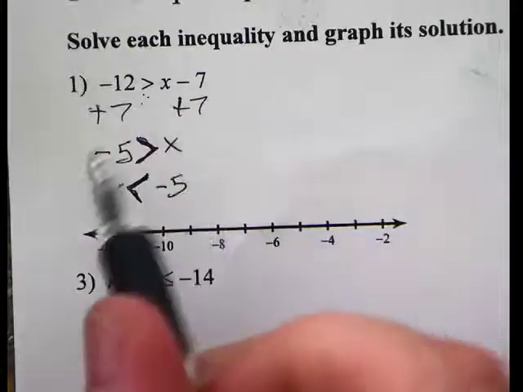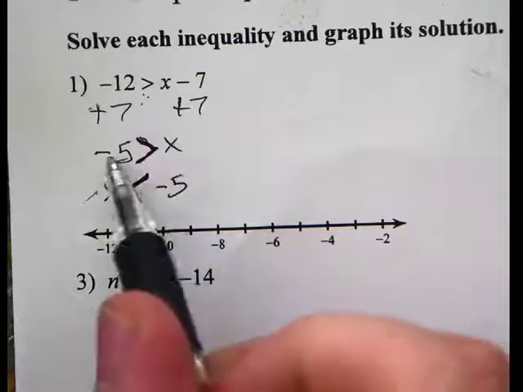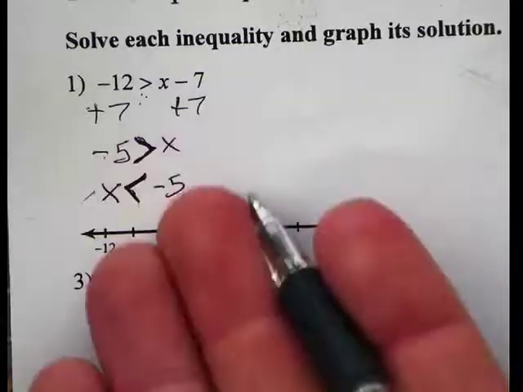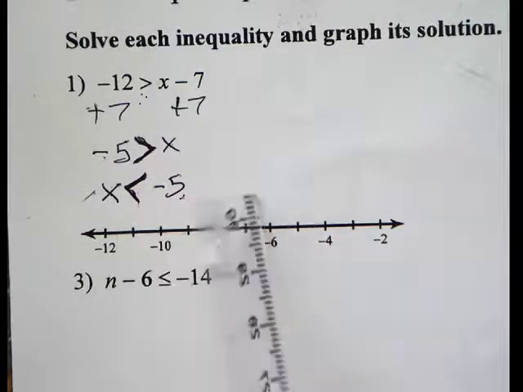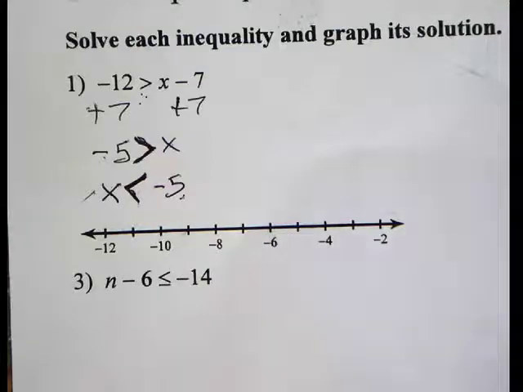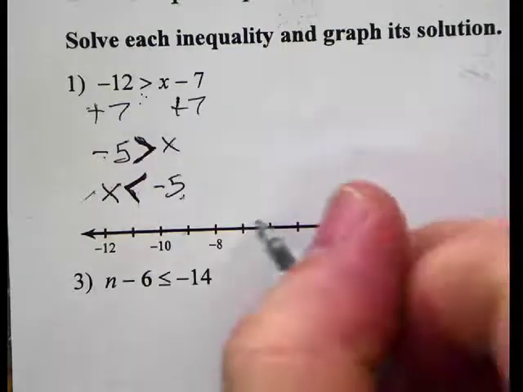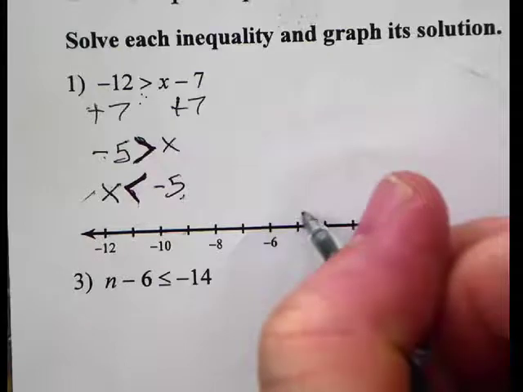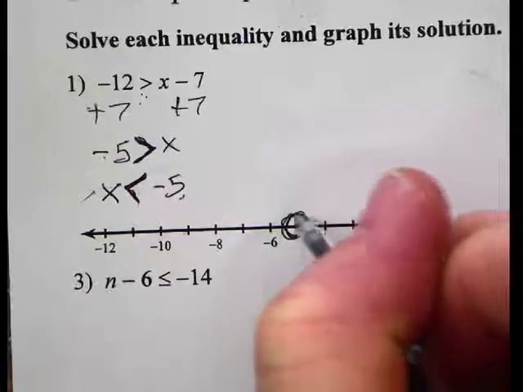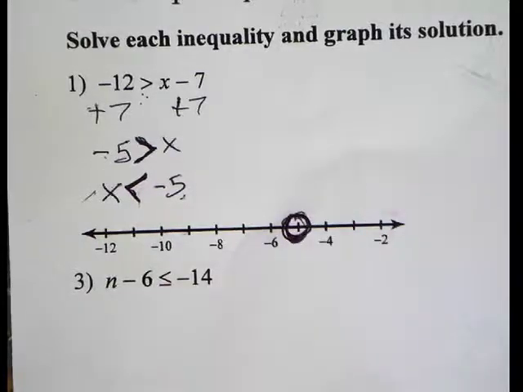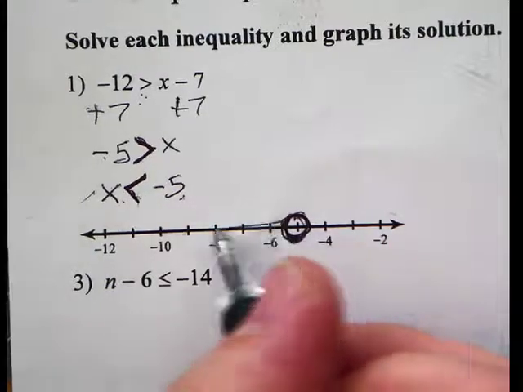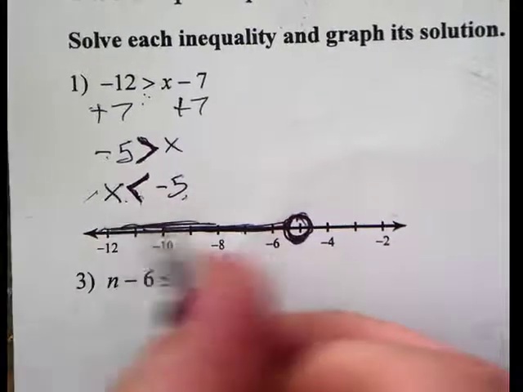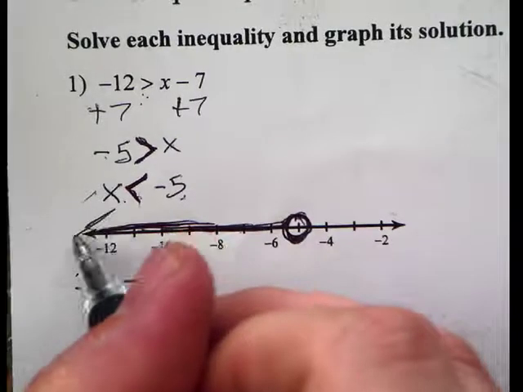I just put the x over here, flip that, and put the -5 over there. So it's like a big transparency that I just picked it up, flipped it over, put it back down. Okay, so it's just like flipping it over. X is less than -5, so we're going to find -5. It is not equal to, so I'm doing a hollow circle. It's pointing to the left, so I will shade to the left.